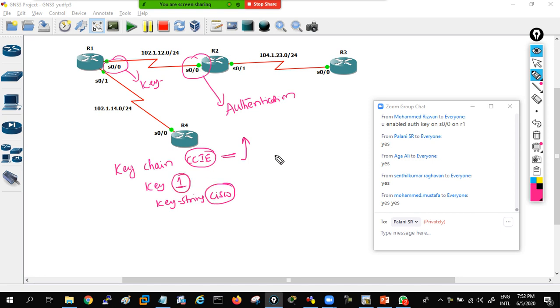That is very important. This is called the key ID, and this is called the key string. These two parameters have to match on the other side. This name is locally significant, it doesn't require a match. Here you can give CCNP. Let's go and do that.